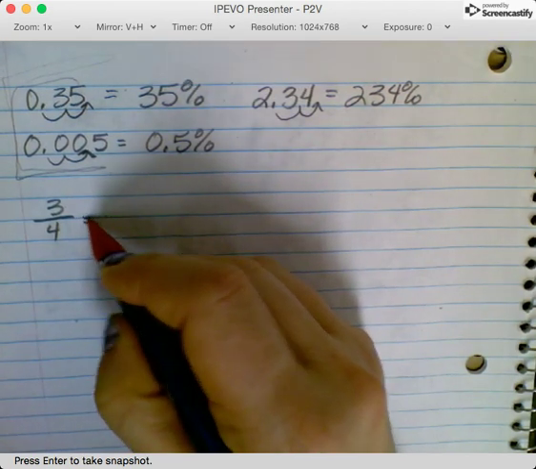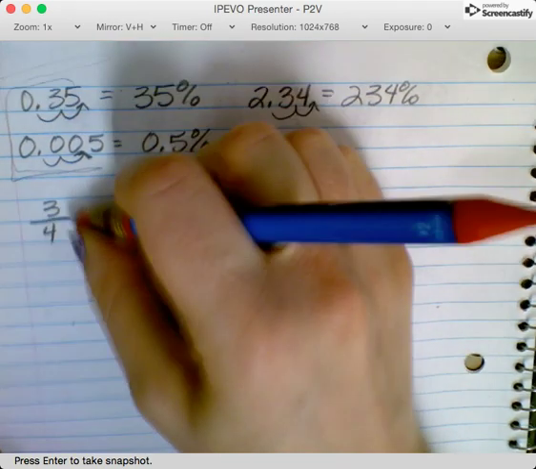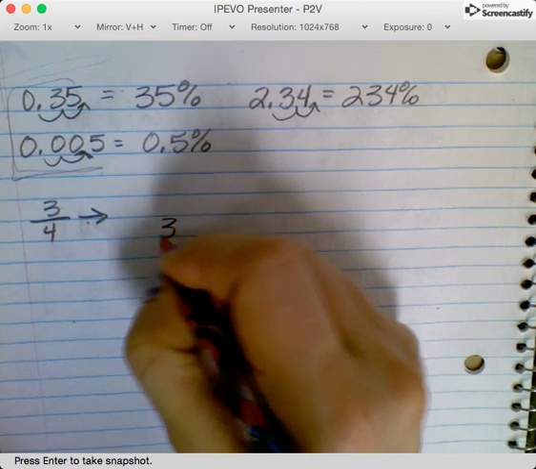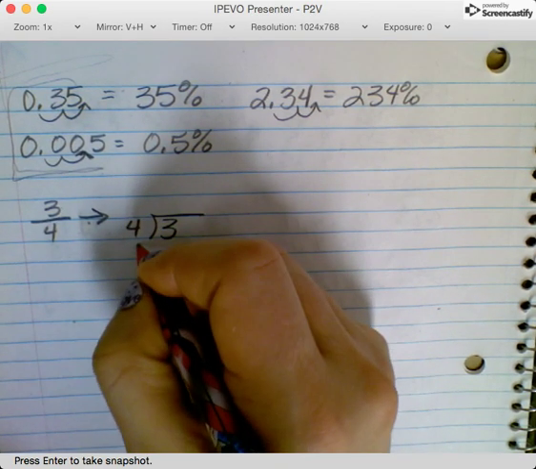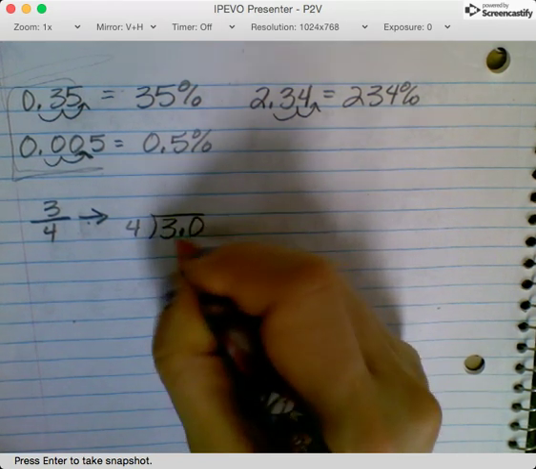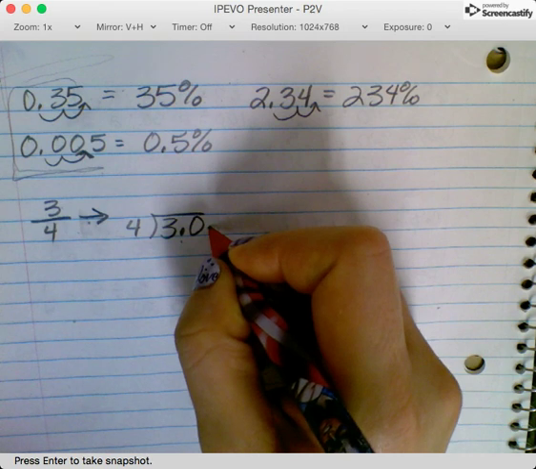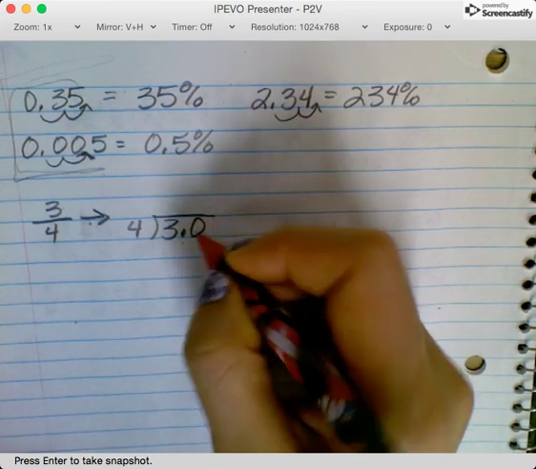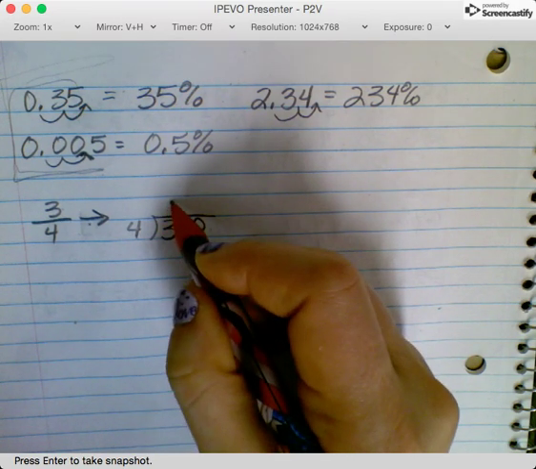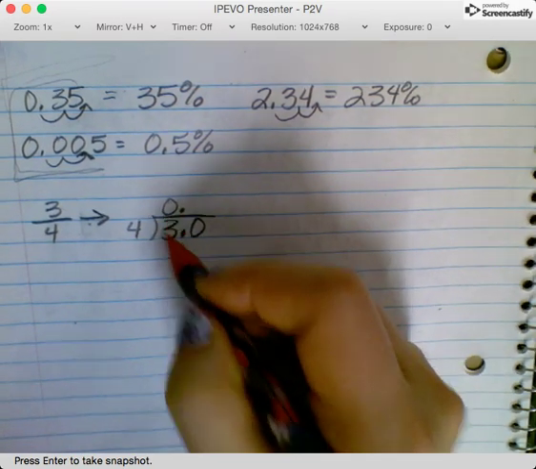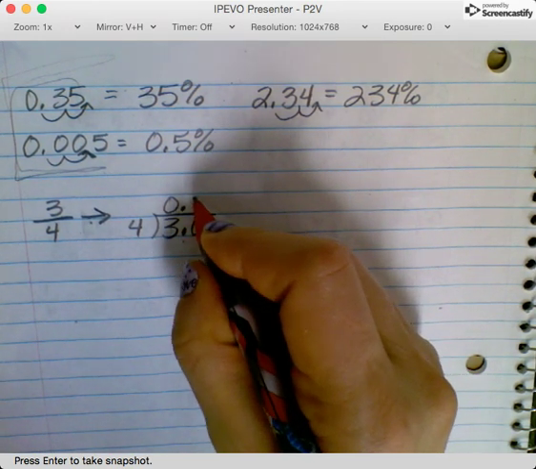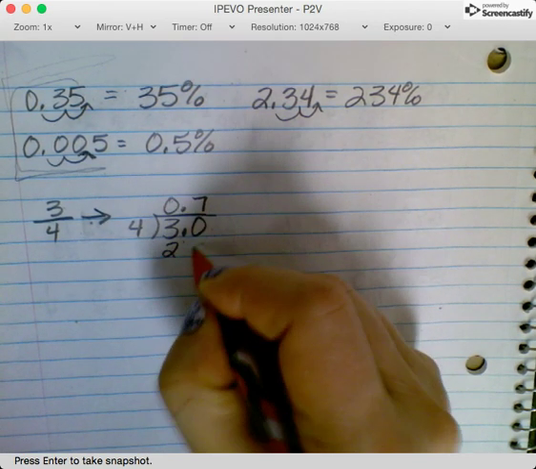So 3/4, if I wanted to make that into a decimal, I would divide the top number by the bottom number. The top number goes on the inside, the bottom number goes on the outside. And remember, I can put a decimal and as many zeros after a whole number as I want. So 4 does not go into 3, but 4 will go into 30, and it will go into 30 7 times, which is 28.